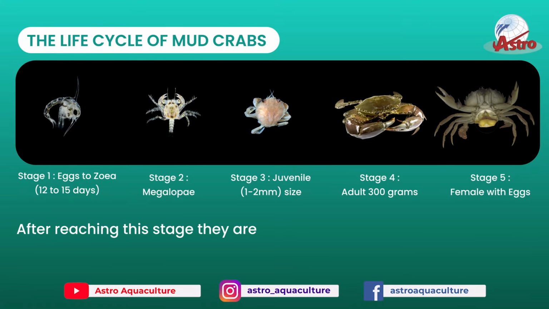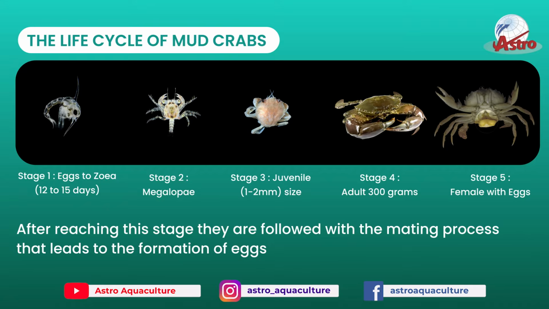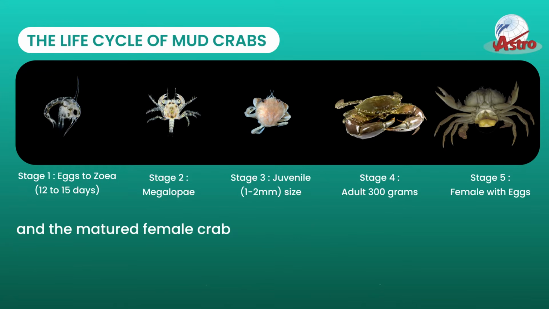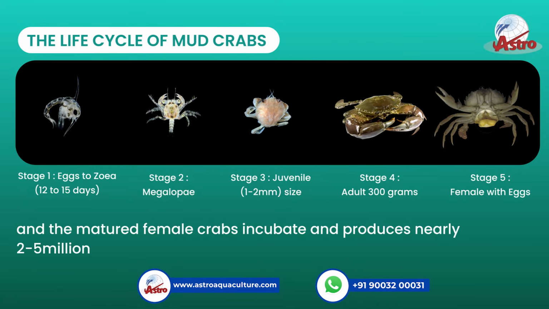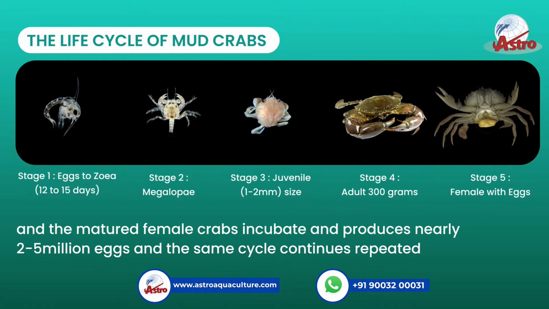After reaching this stage, they proceed with the mating process that leads to the formation of eggs, and the matured female crabs incubate and produce nearly 2 to 5 million eggs, and the same cycle continues repeatedly.